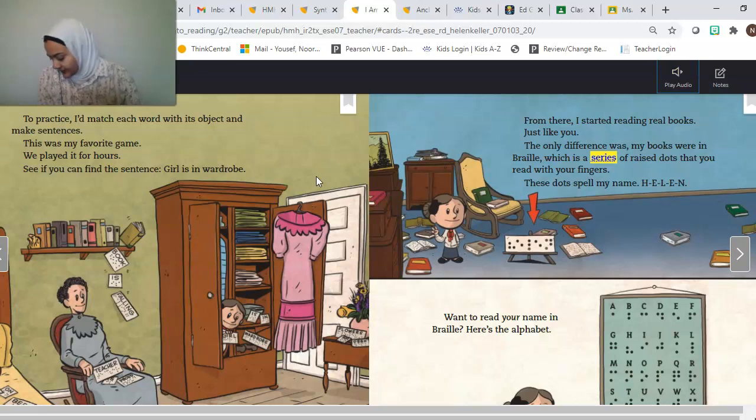What's the difference between how we read and how Helen reads? We read with our eyes and Helen reads with her fingers, right? Why do you think Braille is so important to Helen? The raised letters are a way for Helen to read, right? I think Helen will now be able to learn new things and maybe even go to school.